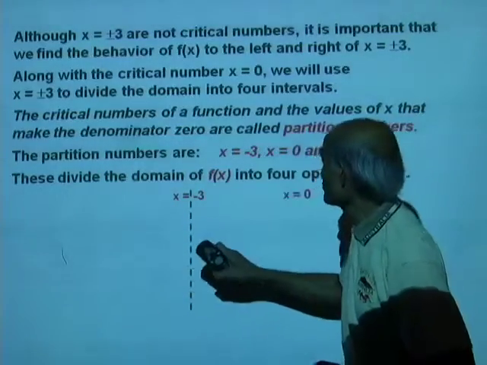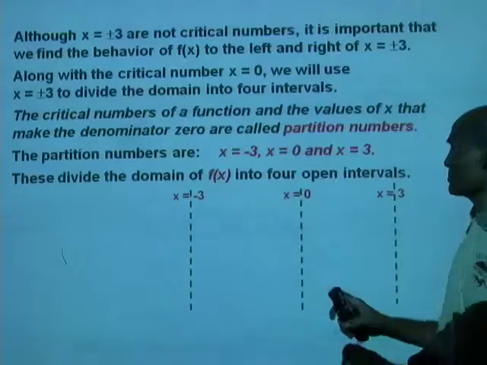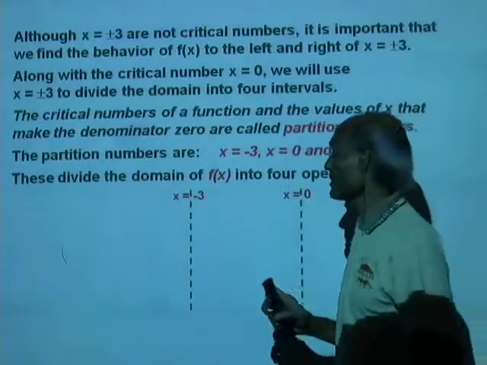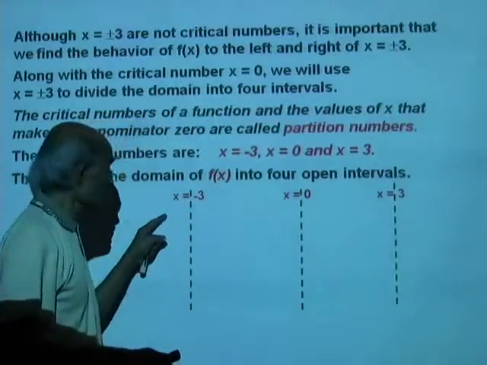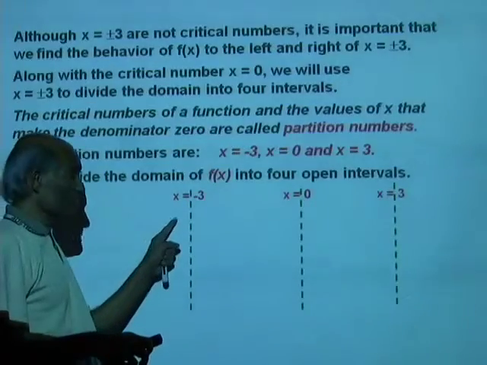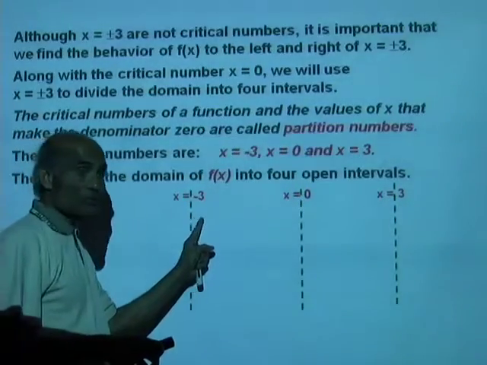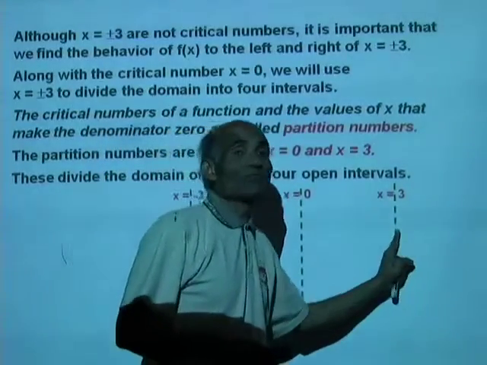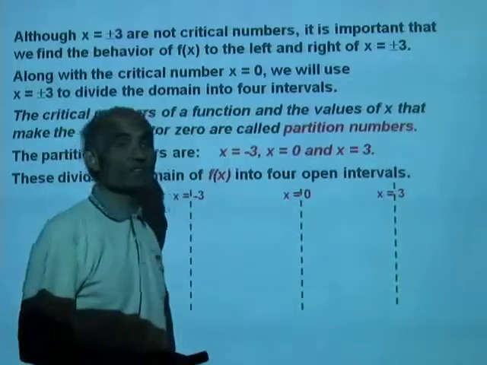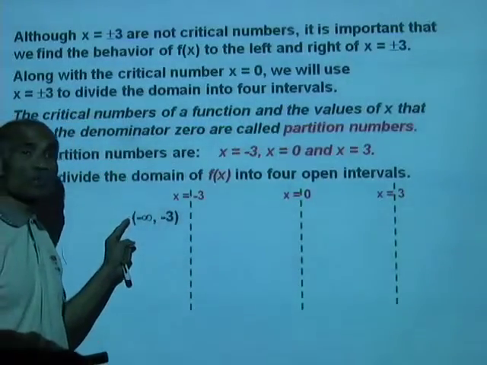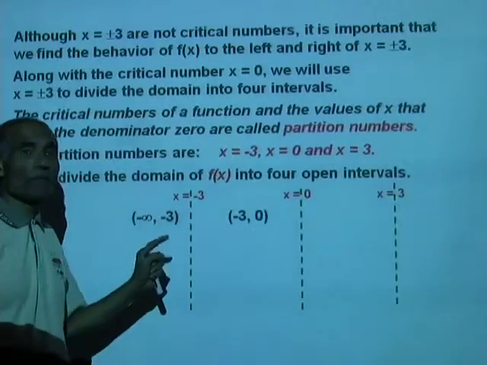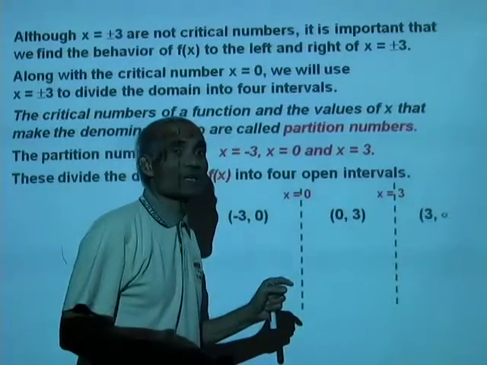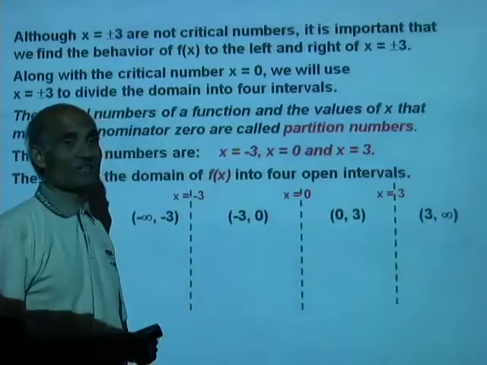Let's first of all put these numbers down. That is x equals negative 3. That is x equals 0. That is x equals 3. It means we're going to have an interval from negative infinity to negative 3, another interval from negative 3 to 0, another one from 0 to 3, and finally from 3 to positive infinity. So, the first interval is negative infinity to negative 3. Then we have negative 3 to 0. And we have 0 to 3 and 3 to infinity.